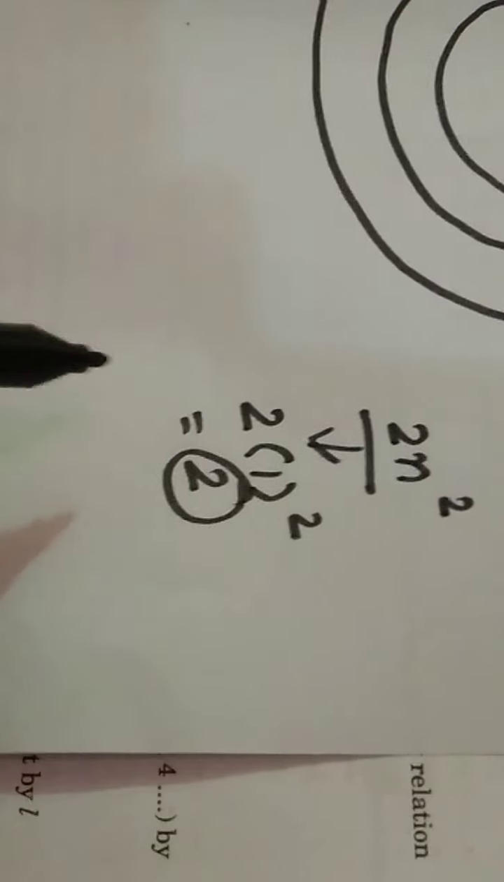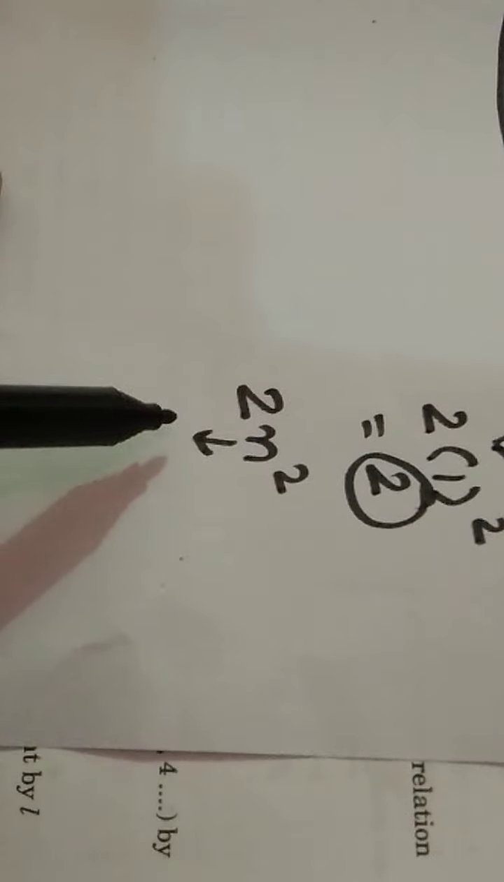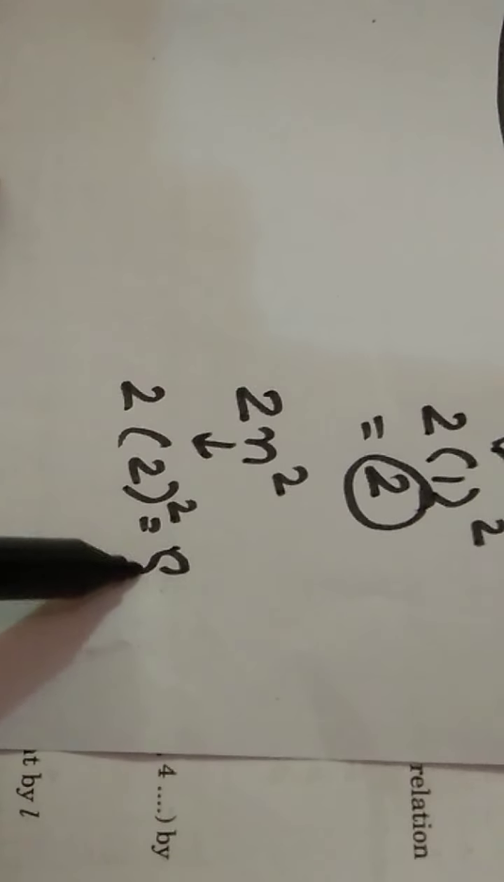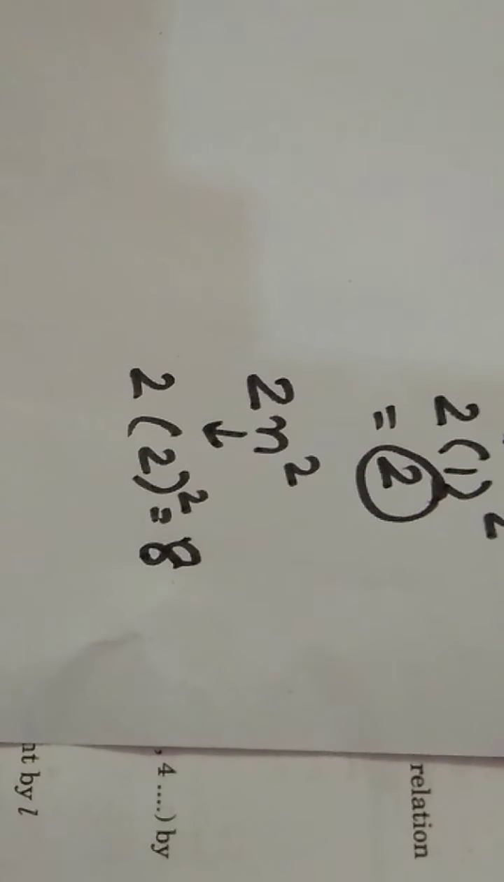In the same way, children, for the second shell, in 2n square we put the value of n for the second shell. n will be equal to 2, children. So 2 into 2 square, that is 4 into 2, 8. So the maximum number of electrons that can be accommodated in the second shell will be equal to 8.